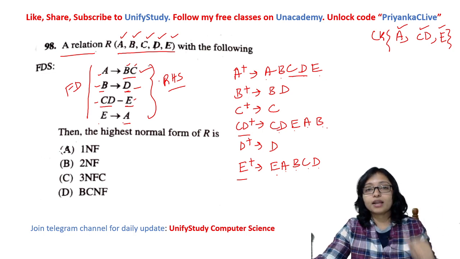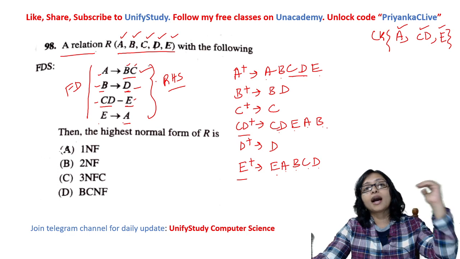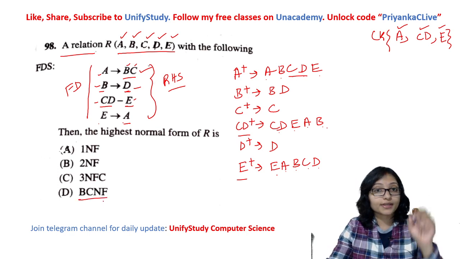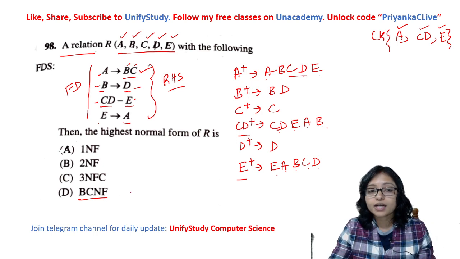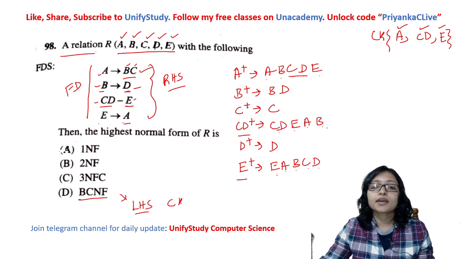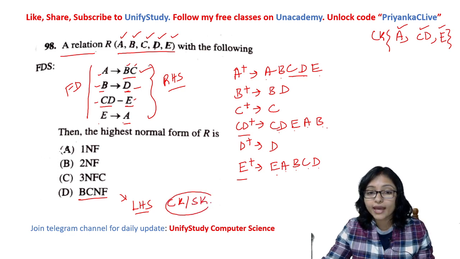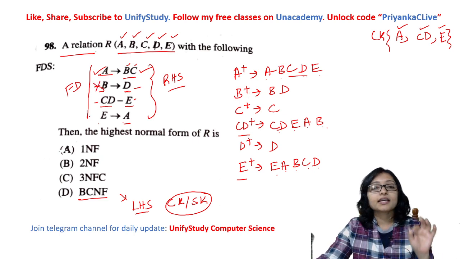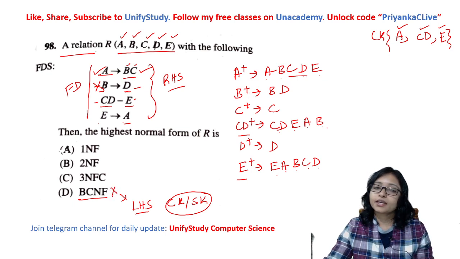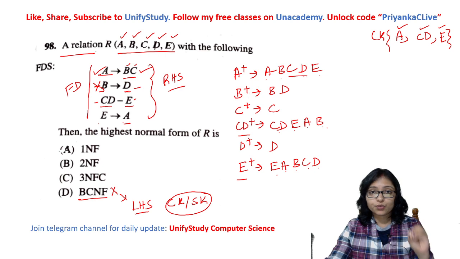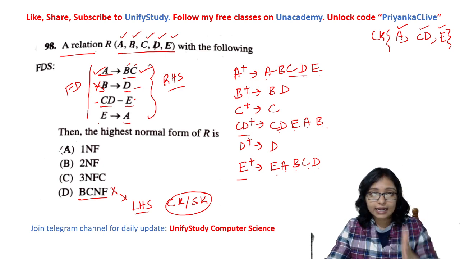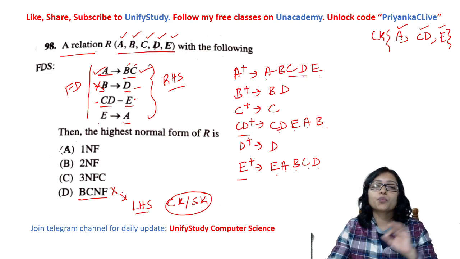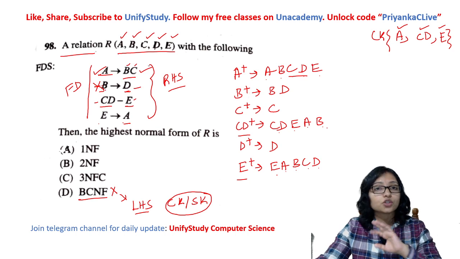Now check the normal form. We always start with the highest normal form, that is BCNF. What was the criterion for BCNF? The criterion for BCNF was that the left hand side of every functional dependency should be a candidate key or super key. But you can see here, this is a candidate key, no problem. B is not a candidate key. You can see B is not a candidate key, which means this is not in BCNF. Clear? Each and every functional dependency we have to check. For all functional dependencies, the left hand side should be a candidate key or super key. As B is not a candidate key, it is not in BCNF.